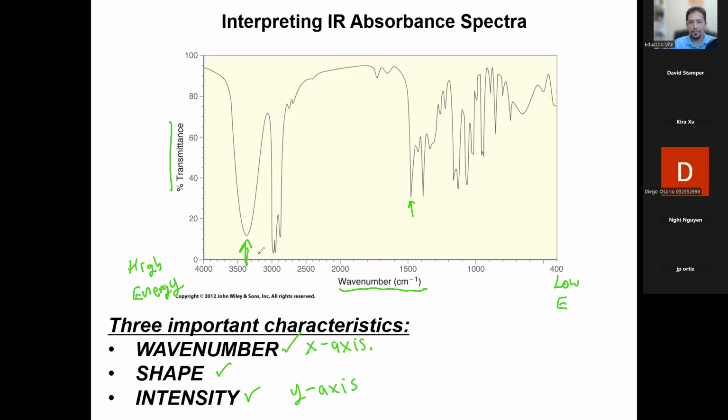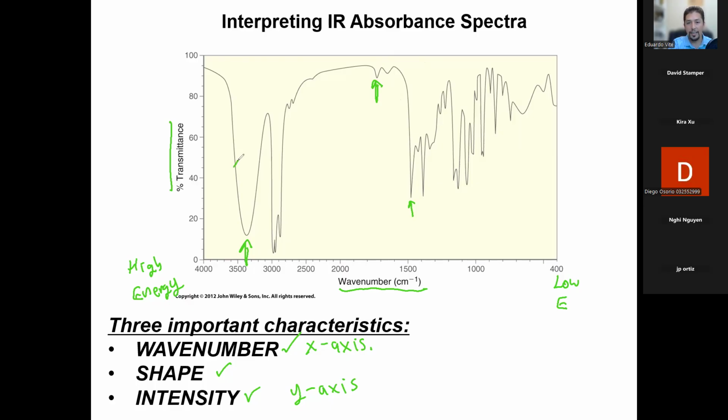Not as sharp, yes. So this is where the intensity comes into play. If something has a lot of absorption, it has low transmittance. And you see how that peak is closer to the bottom? So in terms of intensity, we would actually call that a strong peak. The weak peak would be like this one up here, because it's closest to the top. If you're closest to the top, that would be not very strong.